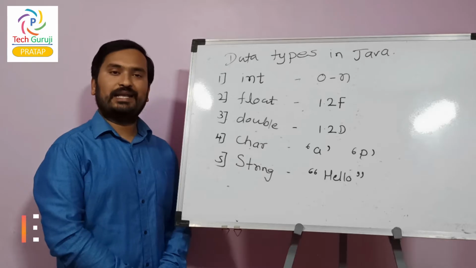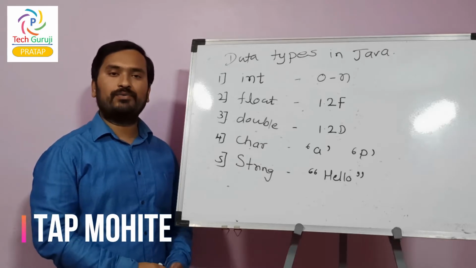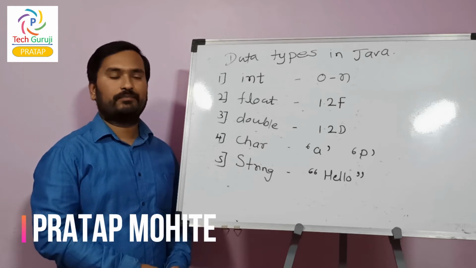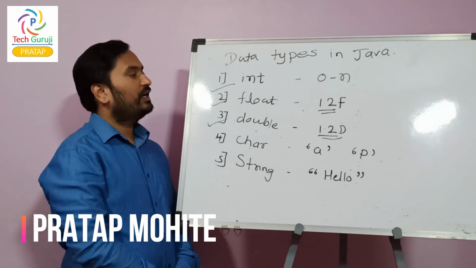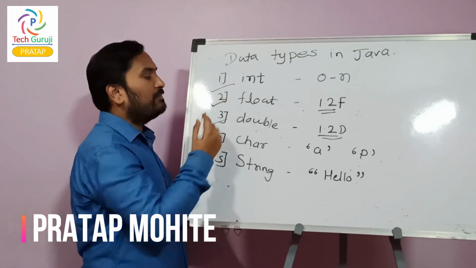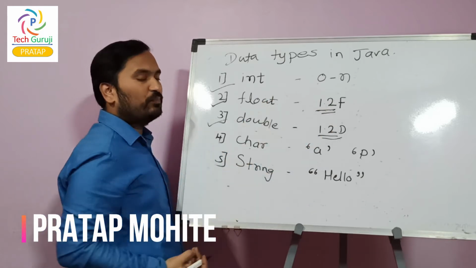Hello friends, in the last lecture we discussed the basic building blocks of Java. Now in this lecture we are going to cover the basic data types of Java. The first data type of Java is integer. It takes the value from 0 to n. The second data type is float. It can take a value just like this, 1.2f.